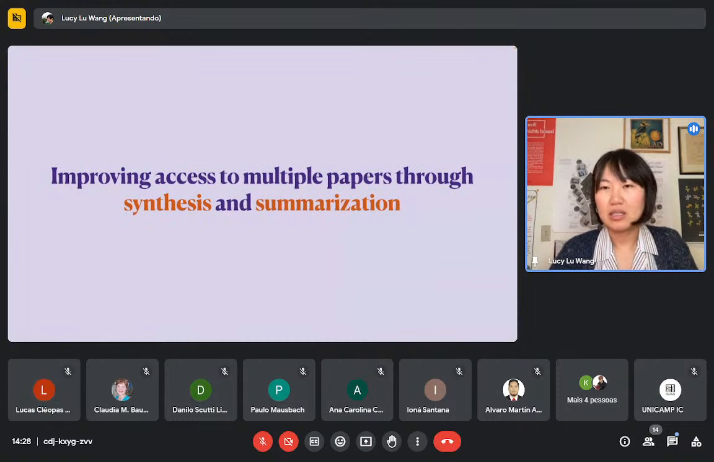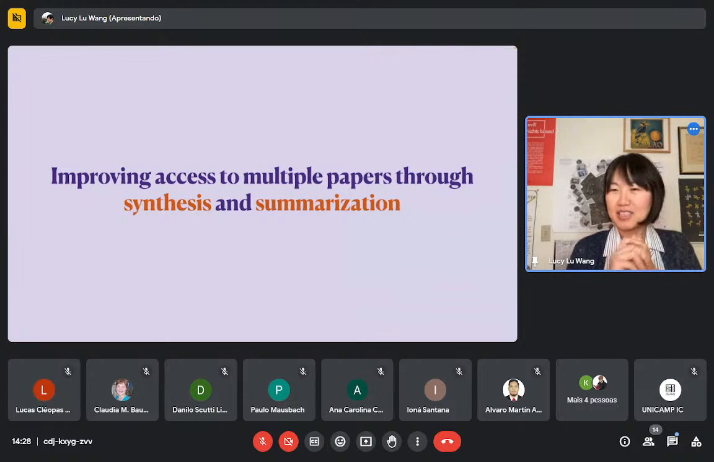And then the third study I'd like to discuss shows how AI-powered systems can help us improve access to multiple papers through synthesis and summarization. And actually, well, we'll see how far we get.